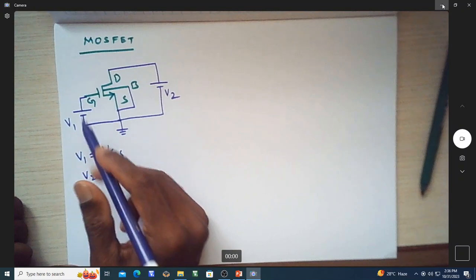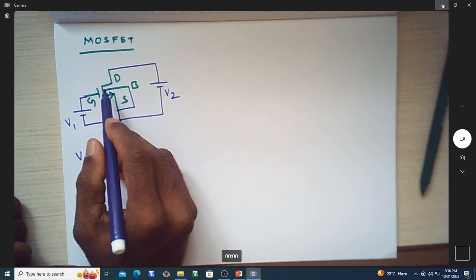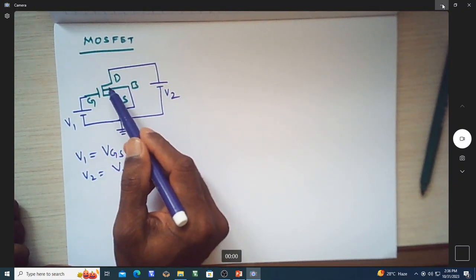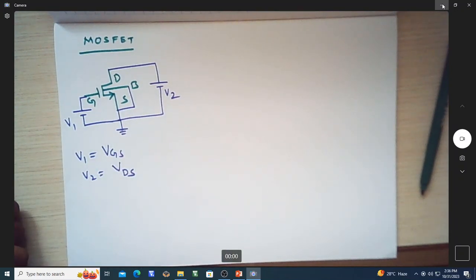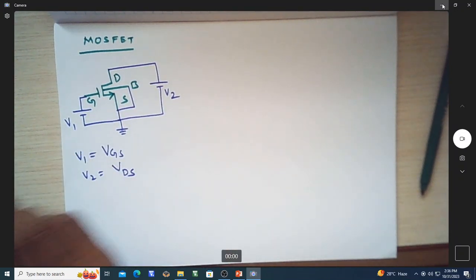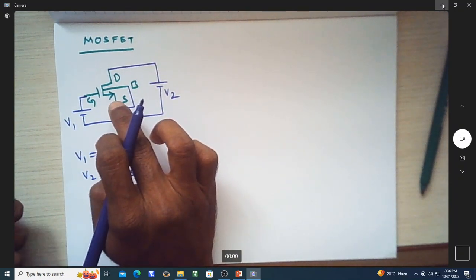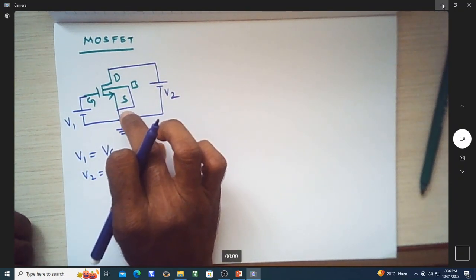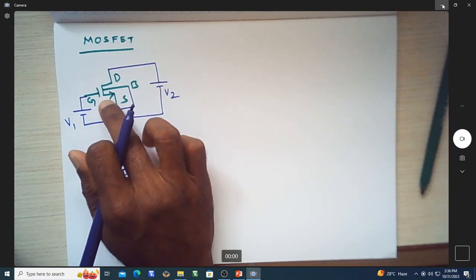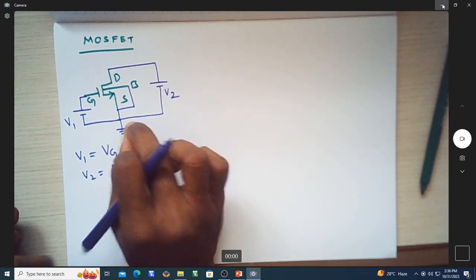Before we see the characteristics of this, we shall see what the parameters of this MOSFET are in a typical model file. Because if I want to know the IV characteristics of this, for a simulator it should understand this is a MOSFET having certain parameters.